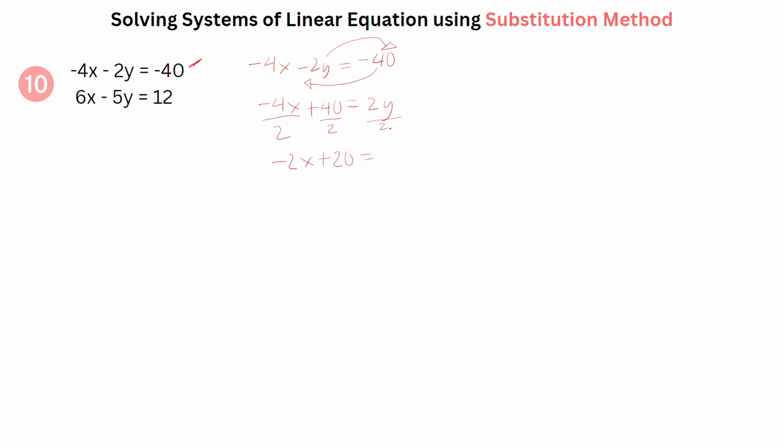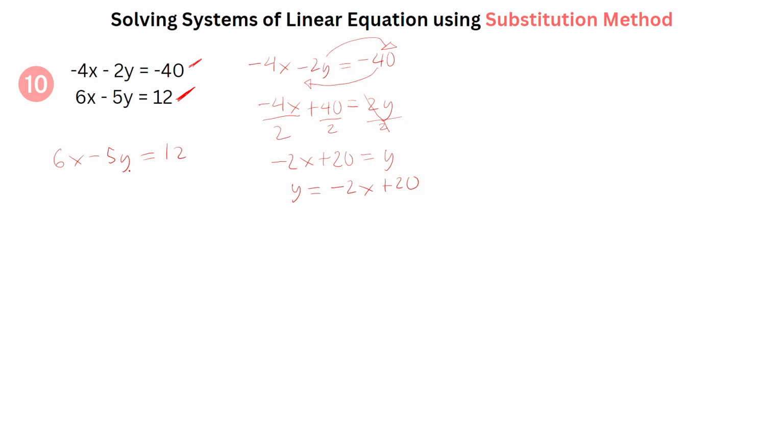Is equal to, okay, this time here, the 2 will be cancelled. And there you go. So we can actually write this as y is equal to negative 2x plus 20. I hope this one is still clear with you. Okay, this is our last example already. So, if that's the case, let's use the other one as our main equation. So we have here 6x minus 5y is equal to 12.